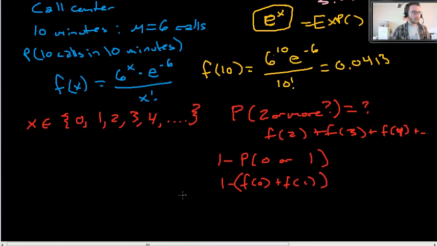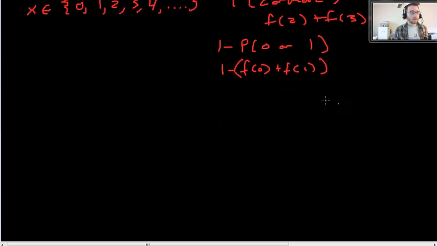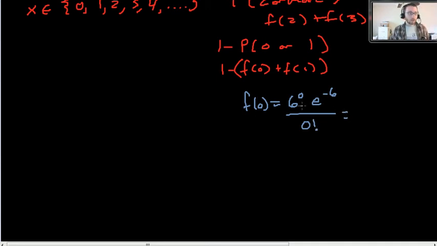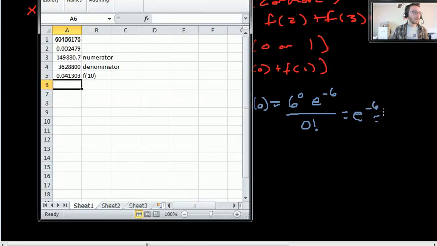Let's go back into our Excel. We can lay these out numerically first. So we have f of 0 equals 6 to the 0, that's mu to the 0, e to the negative 6 over 0 factorial. Well, this is just going to be 1. 6 to the 0 is 1, 0 factorial is 1, so this is just e to the negative 6. We already calculated that here, right? So let's call f of 0, it's just this one right here. Copy it and paste it, so that's f of 0, 0.2% chance. Okay, so that's that one.